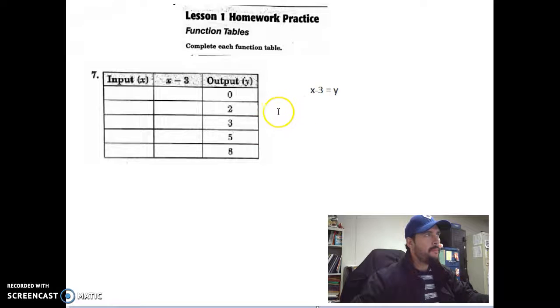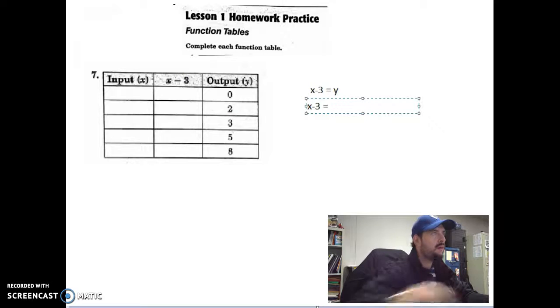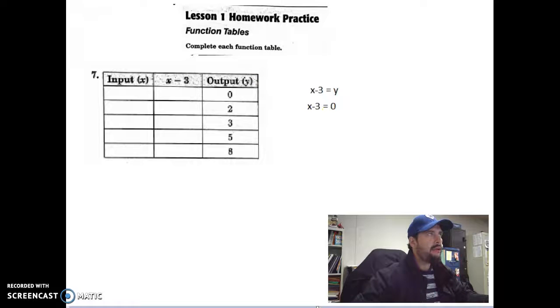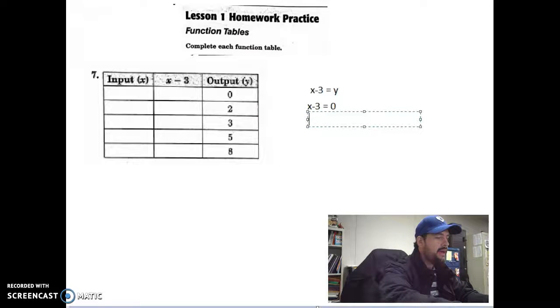Well, instead of x minus 3 equals y, we know what our y is. So x minus 3 equals, our first one is 0, so I'm going to say 0 here. So how am I going to get x by itself? Because I'm solving for x, right? Same thing we've been doing. So I'm going to add 3 on this side, which means I have to add 3 to this side.